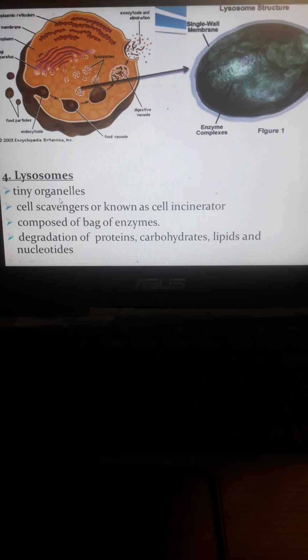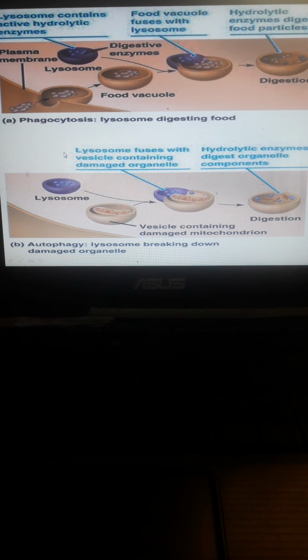Next, we go to lysosomes, tiny organelles found in the cell cytoplasm. They are known as the cell scavenger or cell incinerator because they digest foreign chemicals or food, and even damaged organelles. They are composed of a bag of enzymes, and they degrade proteins, carbohydrates, lipids, and nucleotides, known as biomolecules. These are the two functions of lysosomes: phagocytosis and autophagy.